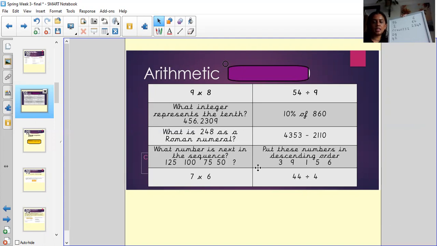Put these numbers in descending order. So from biggest to smallest, you would have 9, 6, 5, 3, and 1. And 44 divided by 4 equals 11. So there we have our answers for today's session. Let's have a look what we are learning today.